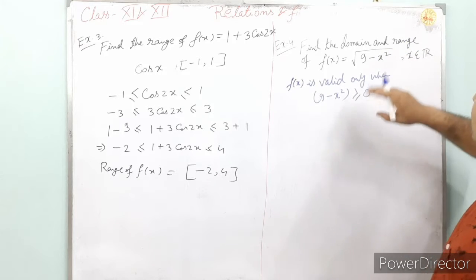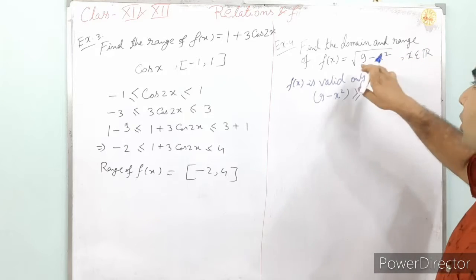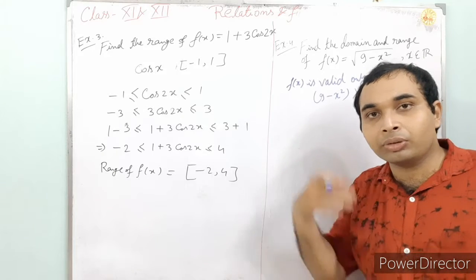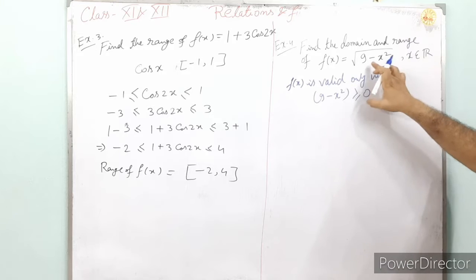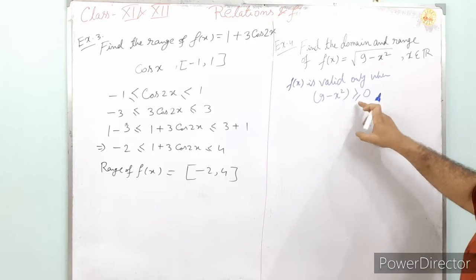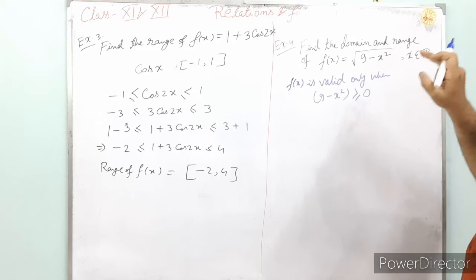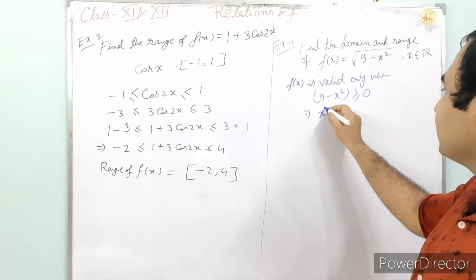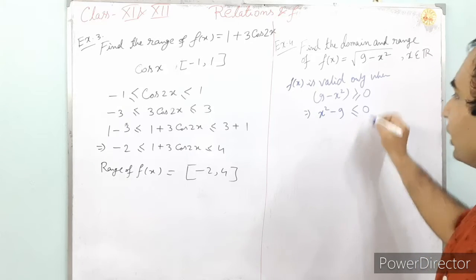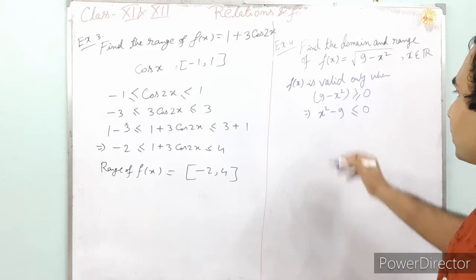For a real function, if the sign under the root is negative, then we know it is going to the complex plane. So for taking it real, it must be greater than or equal to 0. So when 9 minus x square is greater than or equal to 0, we can say x square minus 9 is less than or equal to 0. It will be opposite, you know how it is coming.